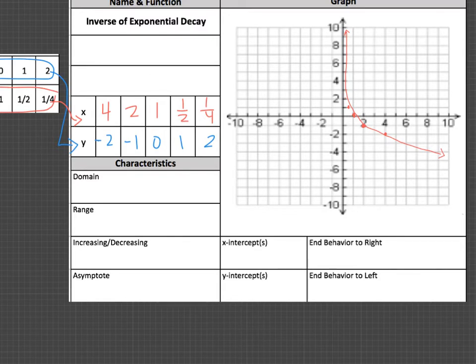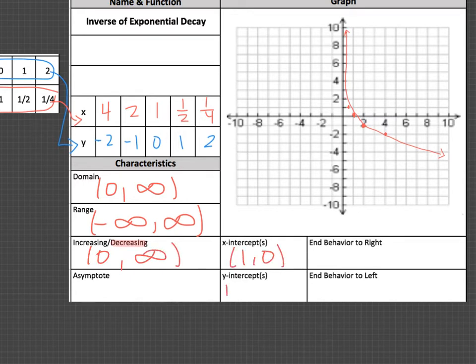So let's fill in the characteristics. For domain, we've got 0 to positive infinity. The range is all real numbers, negative infinity to positive infinity. It is decreasing for all values in the domain, so from 0 to infinity. X-intercept, again, we've got 1, 0. Y-intercept, there is none. It does not cross the y-axis. End behavior to the right as x goes to positive infinity, function values or y values are going to negative infinity because it's decreasing.